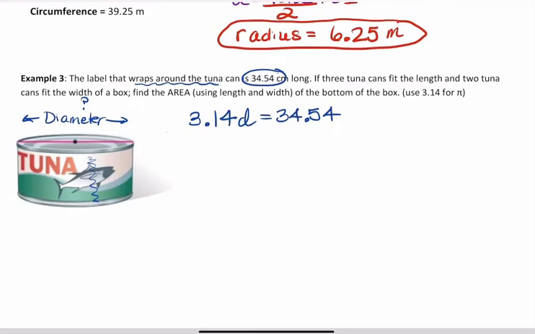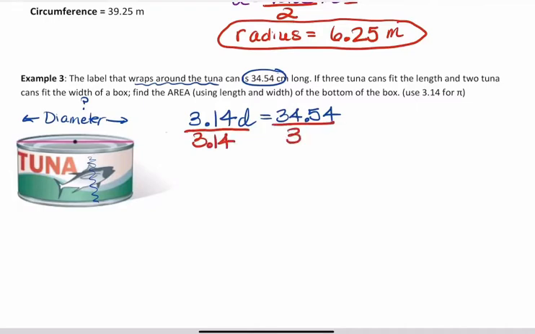Sometimes in math things can be a little bit confusing, but if you just think about what it's asking you to do, it's asking how long does that label have to be in order for it to go around the can once. Well, that's essentially asking for perimeter, and perimeter, when you apply it to a circle, is talking about circumference. So that's what's happening on this problem.